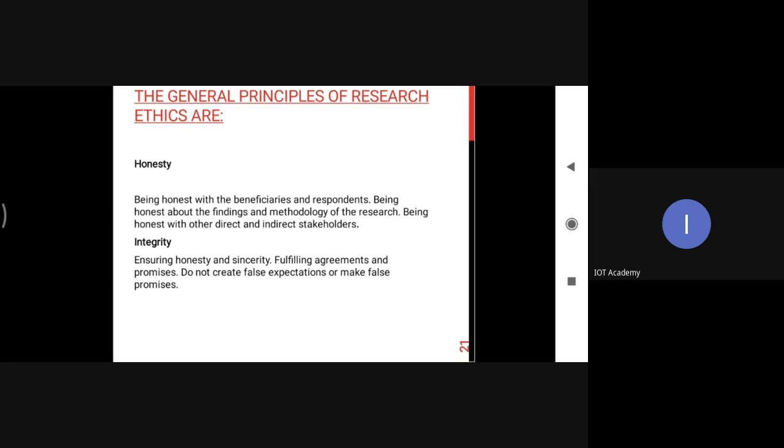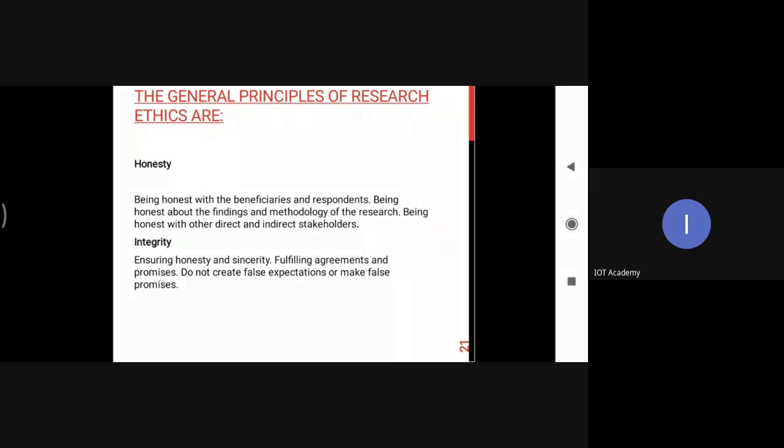There should not be any kind of manipulation. So it says that being honest with the beneficiaries and the respondents, and of course, it says that you have to be honest with the findings and with the methodologies, no fabrication and no falsification with the data or any people who are involved directly or indirectly in the research. Because when people are invited to participate in the research, there's always a kind of strong belief from within that it should be all true. It should not be fabricated.